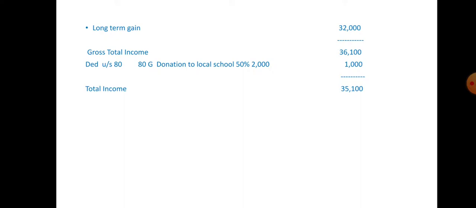After gross total income, you give deduction under Chapter VI-A, section 80. So you find whether there is any deduction eligible under section 80. If there is 80IA, 80IB, any profit from industrial undertakings, infrastructure business and all, you can claim under 80IA, 80IB, etc., and 80J, 80JJAA. So many deductions are there. You go according to the problem.